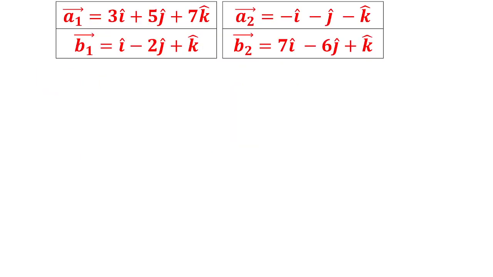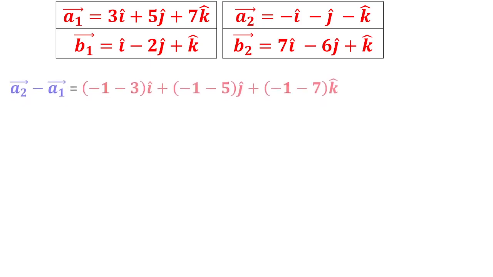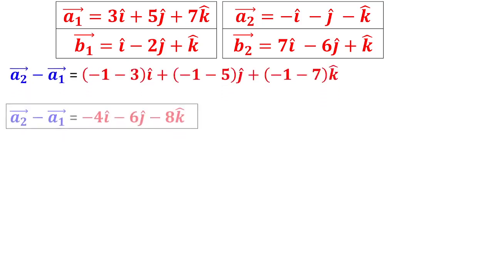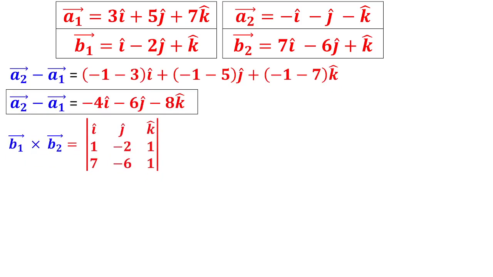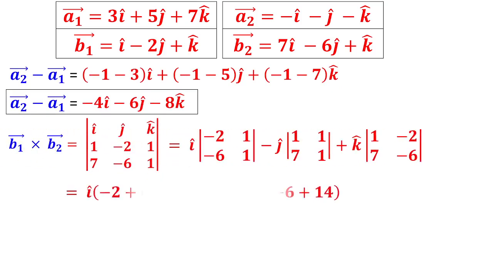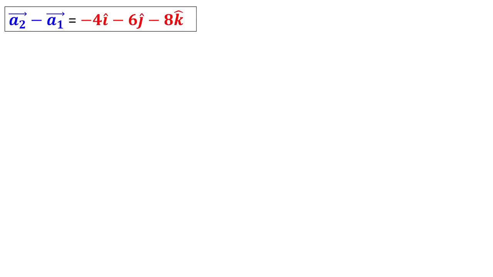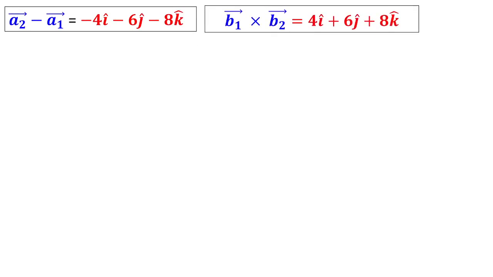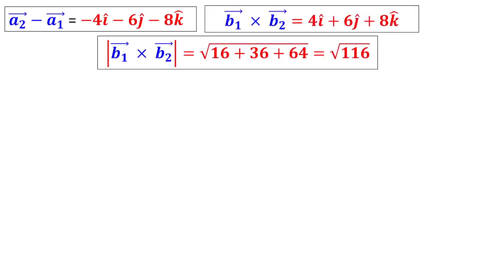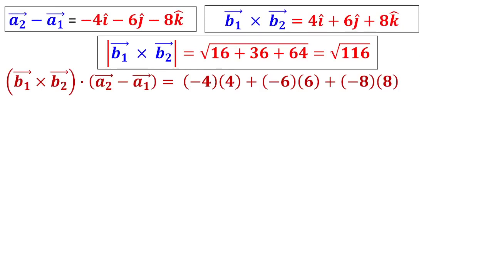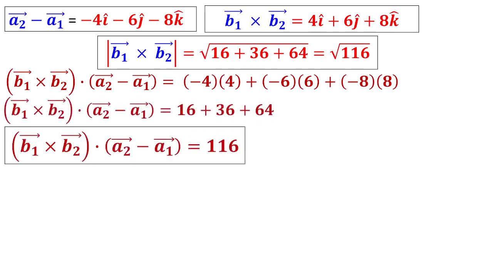a1 given, a2 known, b1 given, b2 known. a2 minus a1 I am finding, and b1 cross b2 I am finding, and its magnitude also. Keep everything ready. All are ready: a2 minus a1 ready, b1 cross b2 ready, magnitude of b1 cross b2 ready. I have to find b1 cross b2 dot a2 minus a1, or a2 minus a1 dot b1 cross b2, whatever may be. The answer I am getting is 116.